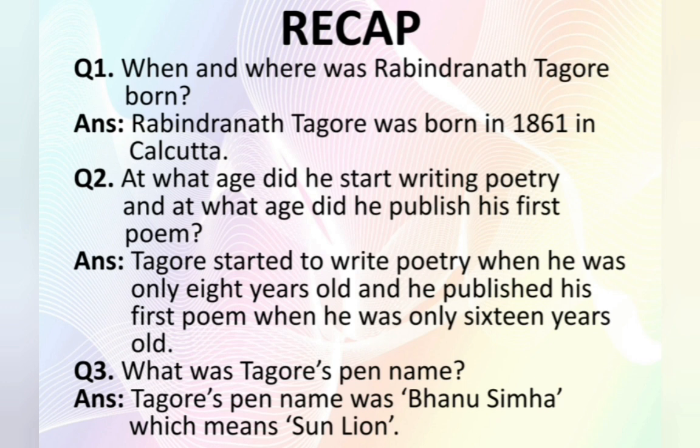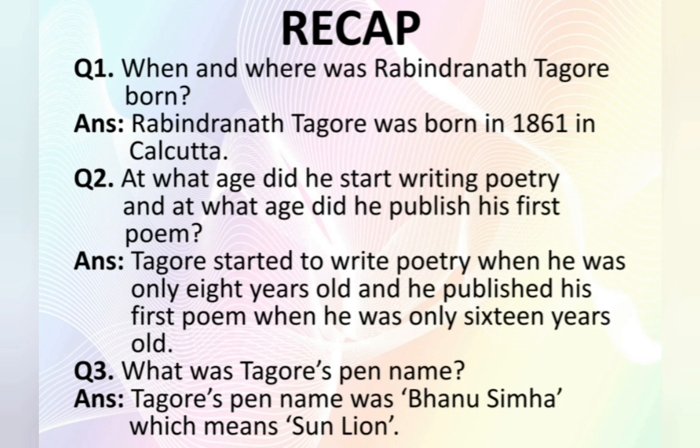First one, when and where was Rabindranath Tagore born? Answer, Rabindranath Tagore was born in 1861 in Calcutta. Next, at what age did he start writing poetry and at what age did he publish his first poem? Answer, Tagore started to write poetry when he was only 8 years old and he published his first poem when he was only 16 years old.